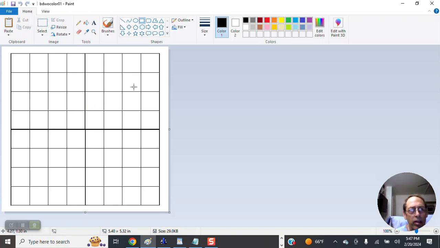That would be G7. This one would be F5. This would be F4. That would be E3. That's D3. This is C4. And again, this is from white's side of the board.